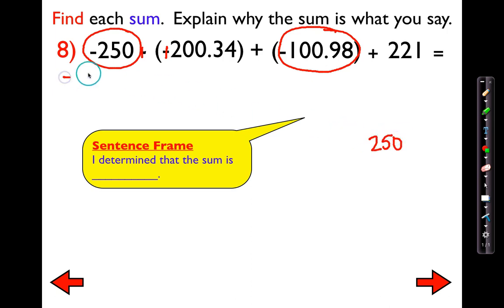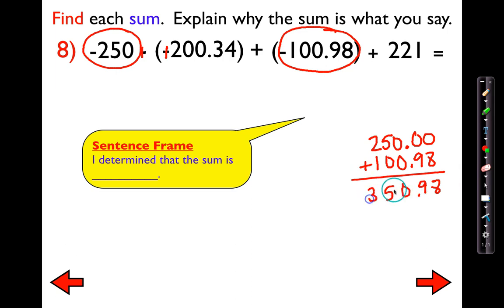Unfortunately, I'm unsure where the decimal belongs for 250. So let's remember, the same way a period belongs at the end of a sentence, guess what? With a whole number, the decimal belongs at the end as well. So there we go. Now I can go ahead and align them. And I can say altogether there are 350 and 9800ths negative. So I'm going to go ahead and write that down.